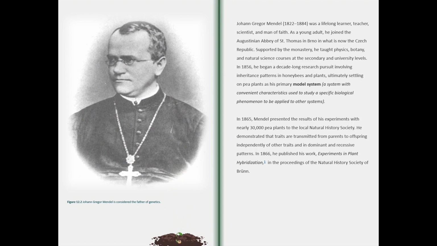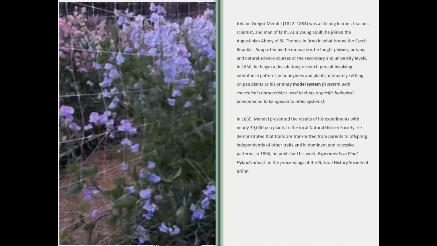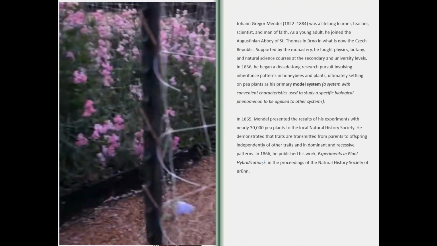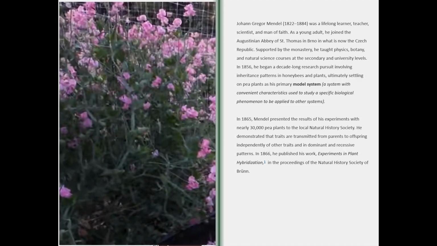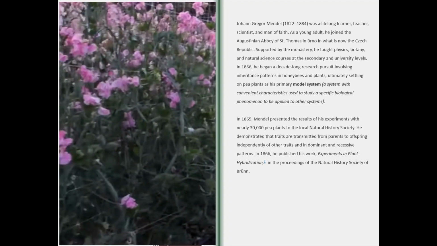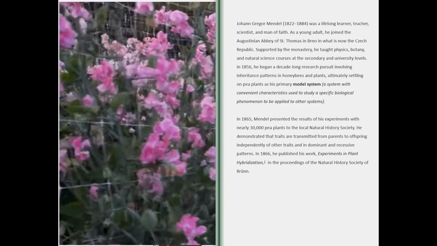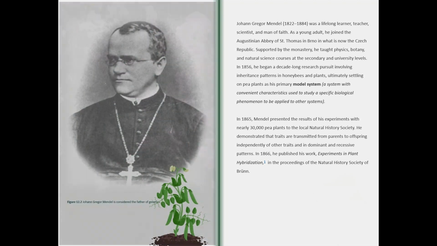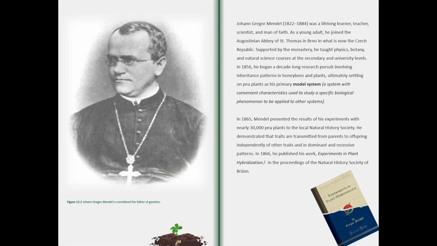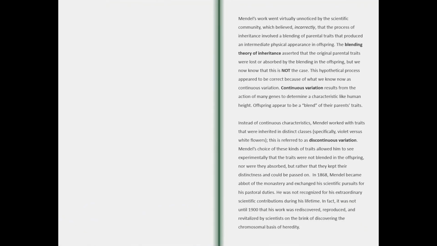Now, in 1865, Mendel presented the results of his experiments with nearly 30,000 pea plants to the local Natural History Society, and here he demonstrated that traits are transmitted from parents to offspring independently of other traits in dominant and recessive patterns. And we're going to dive into what that means in just a moment. But moving forward, in 1866, he published his work, Experiments in Plant Hybridization, in the Proceedings of the Natural History Society of Brno.